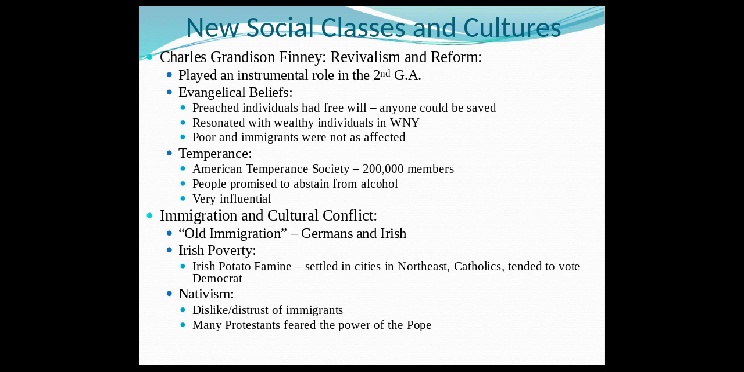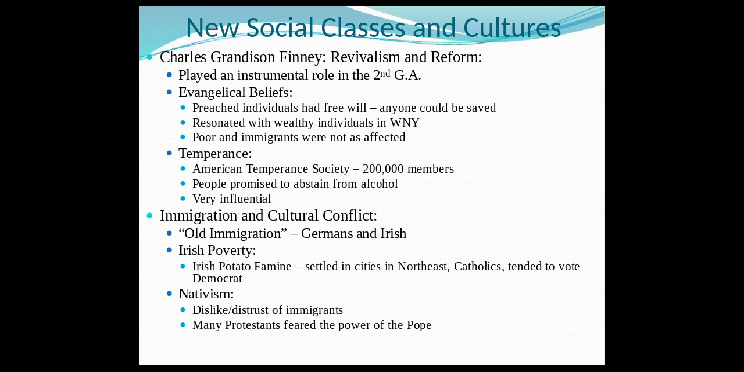Now, there's immigration and cultural conflict. The old immigration were Germans and Irish, and you had a lot of Irish poverty because of the potato famine. Many Irish began settling in cities in the Northeast. They tended to be Catholics, which was an issue because we were a Protestant-dominated nation, and they tended to vote Democrat. You get the emergence of nativism, a term you have to remember forever. And it's pretty easy. It's just dislike and distrust of these new immigrants.